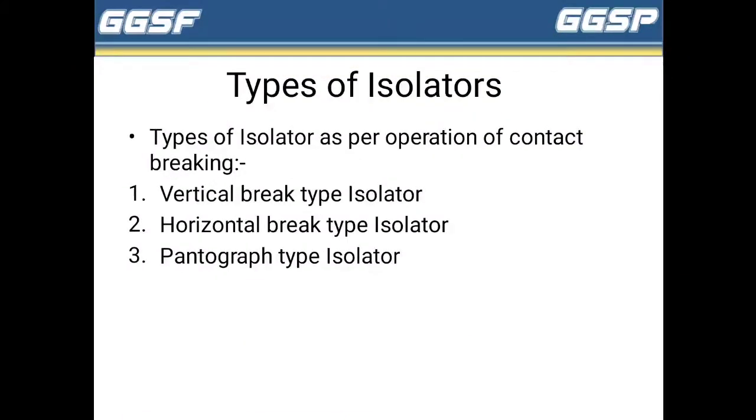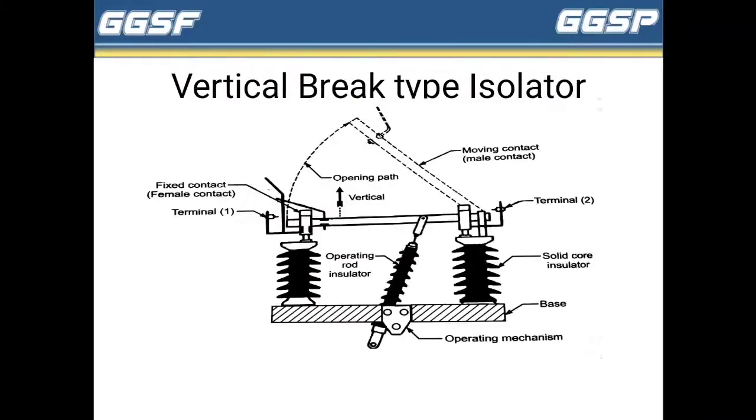So now moving on to the types of isolators. Types of isolator as per operation of contact breaking are: first is vertical break type isolator, second horizontal break type isolator, and the third one is pantograph type isolator. The first type of isolator is vertical break type isolator.